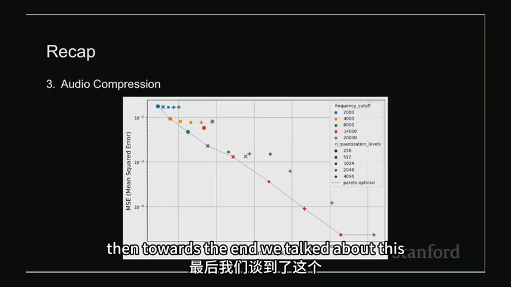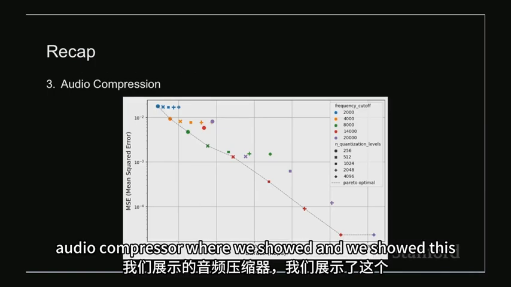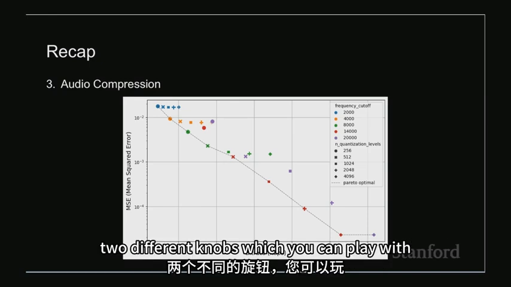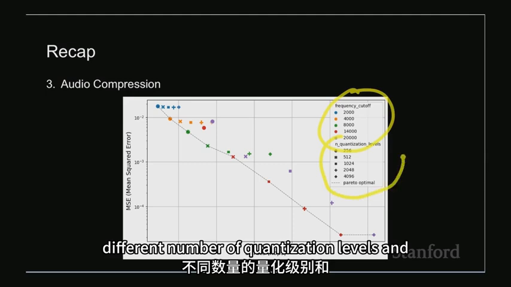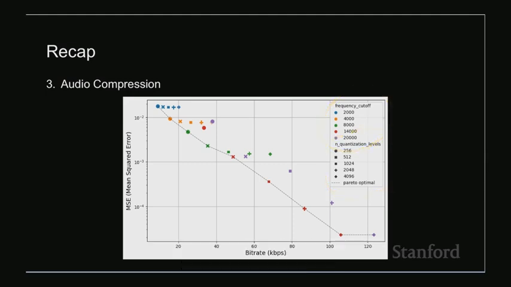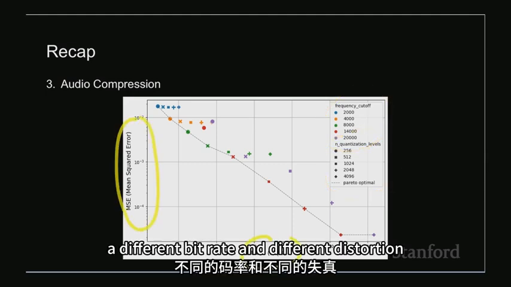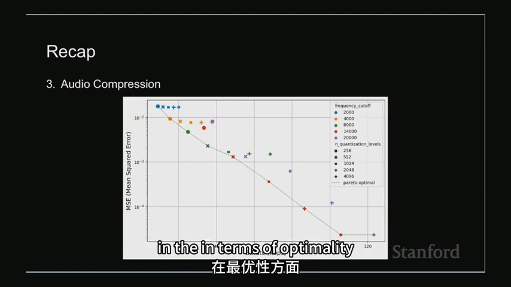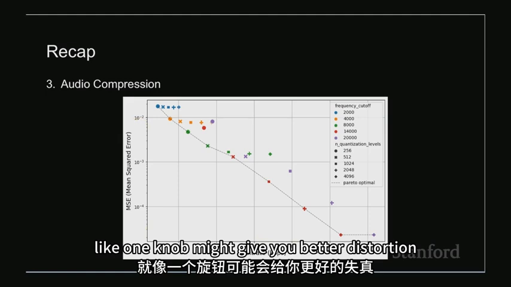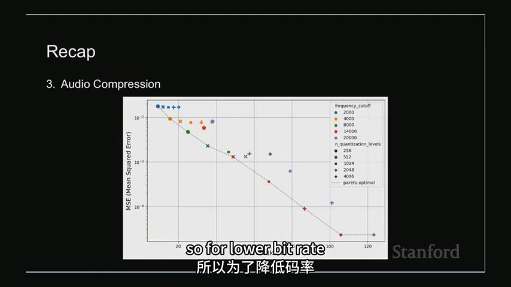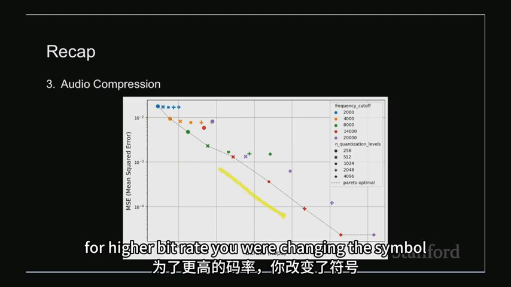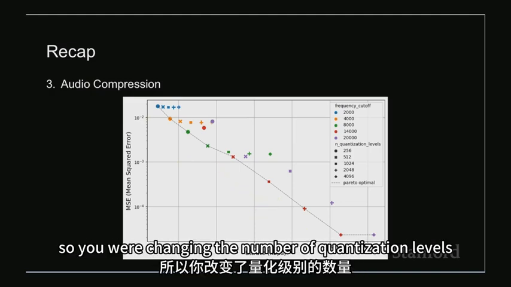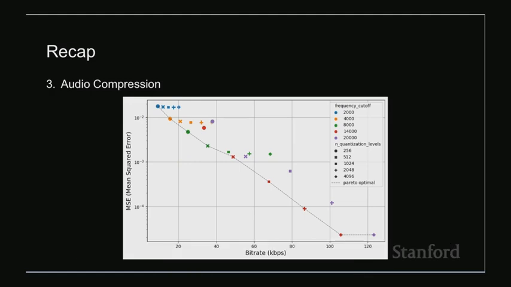And then towards the end, we talked about this audio compressor where we showed these 2 different knobs which you can play with, like different frequency cutoffs, different number of quantization levels, and different bit rate and different distortion. One knob might make better sense in terms of optimality. Like one knob might give you better distortion for a given rate, right? So for lower bit rate, you were changing the frequency cutoffs. For higher bit rate, you were changing the number of quantization levels.